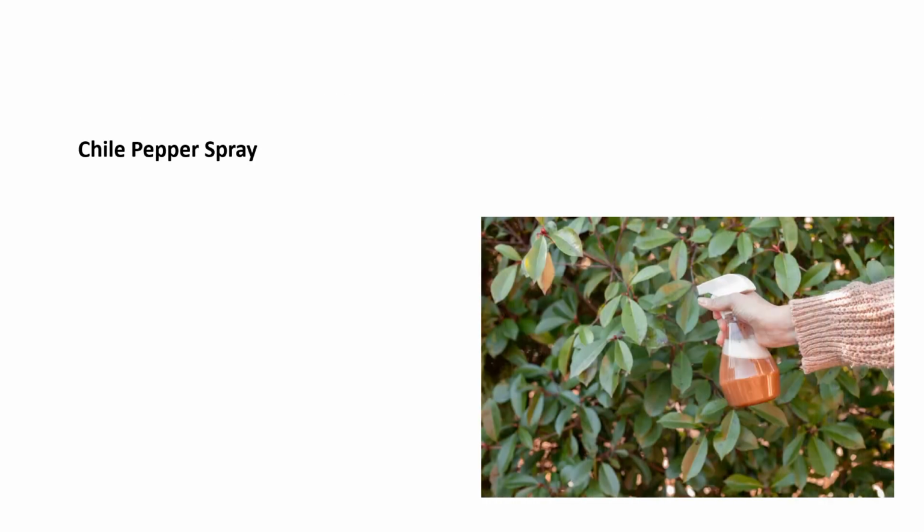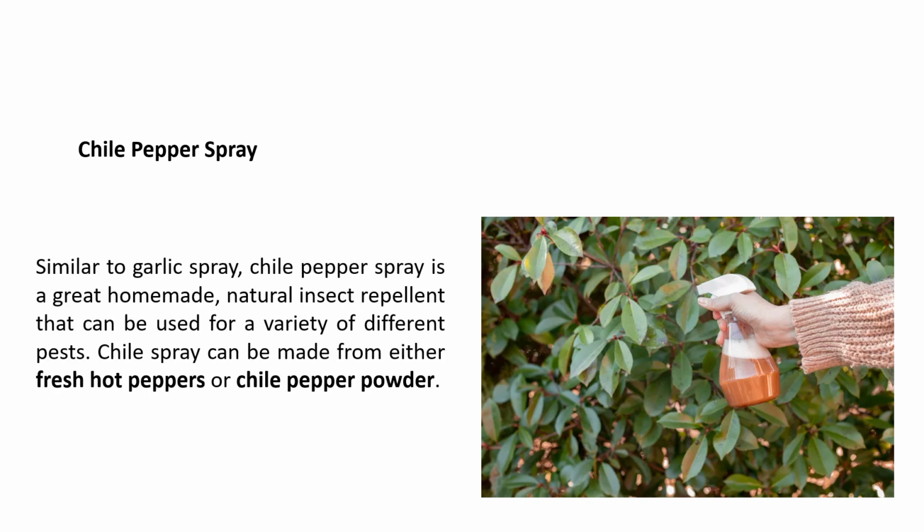Chili pepper spray can also be sprayed as a pesticide. Similar to the garlic spray, chili pepper spray is a great homemade natural insect repellent that can be used for a variety of different pests. Chili spray can be made from either fresh hot peppers or chili pepper powder. Tomato leaf spray. Interesting.